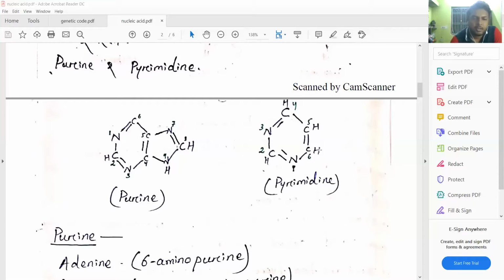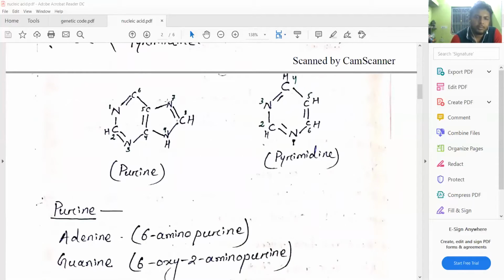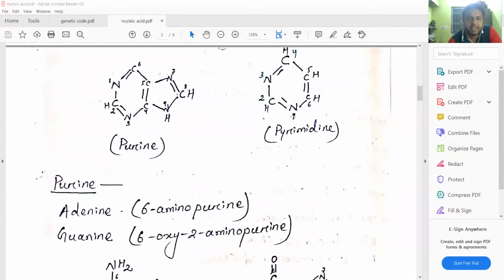The purines are adenine and guanine, and the rest, cytosine and thymine, are the pyrimidines. According to the Chargaff rule, the sum of purine bases is equal to the sum of pyrimidine bases. So A plus G is equal to C plus T, or A plus G by C plus T is equal to 1.